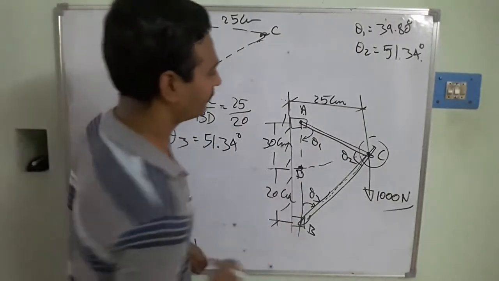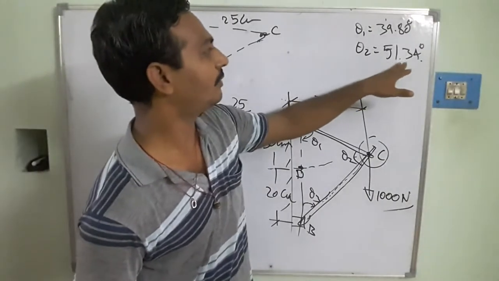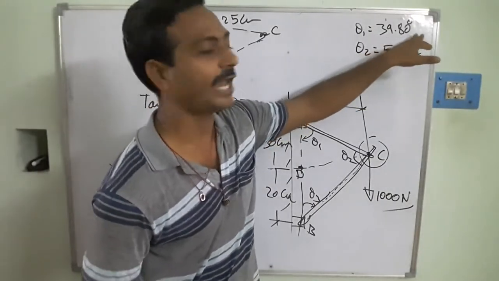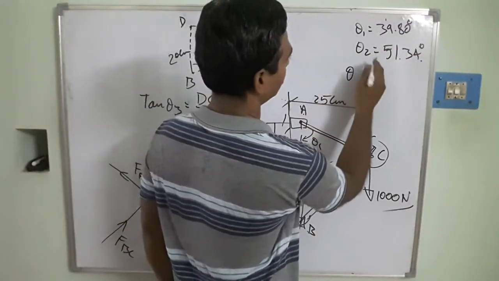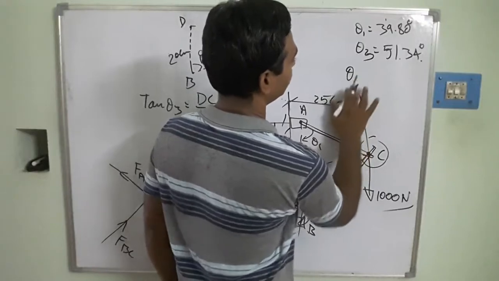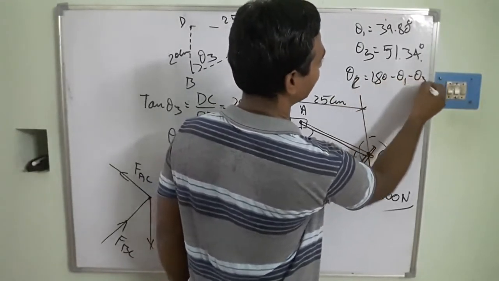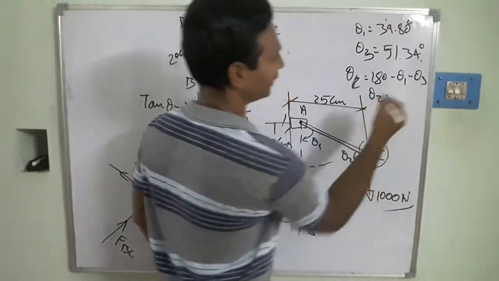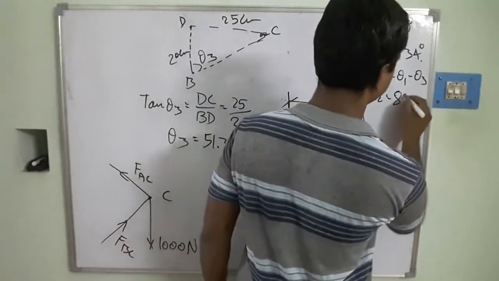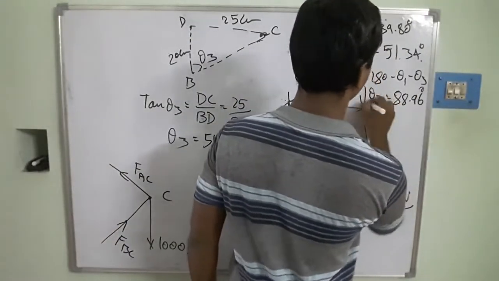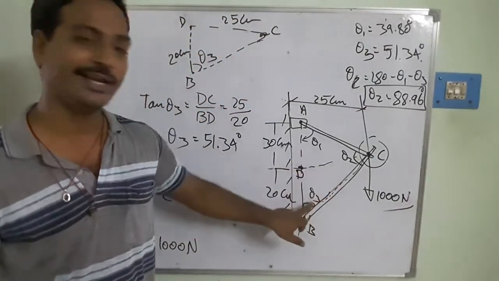And we know that this triangle is going to make 180 degrees. So then 180 minus 51.34 minus 39.80. Theta 2 is equal to 180 minus theta 1 minus theta 3. So then I got theta 2 around 88.96 degrees. So this way we got theta 1, theta 2 and theta 3.